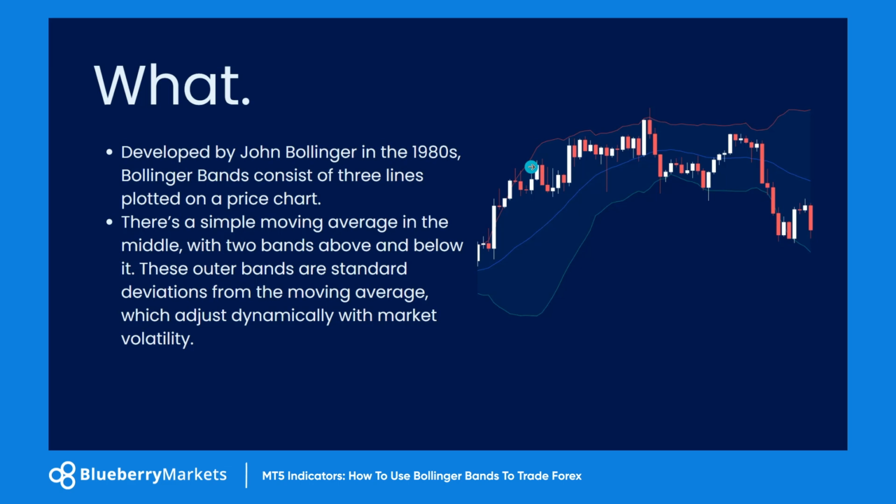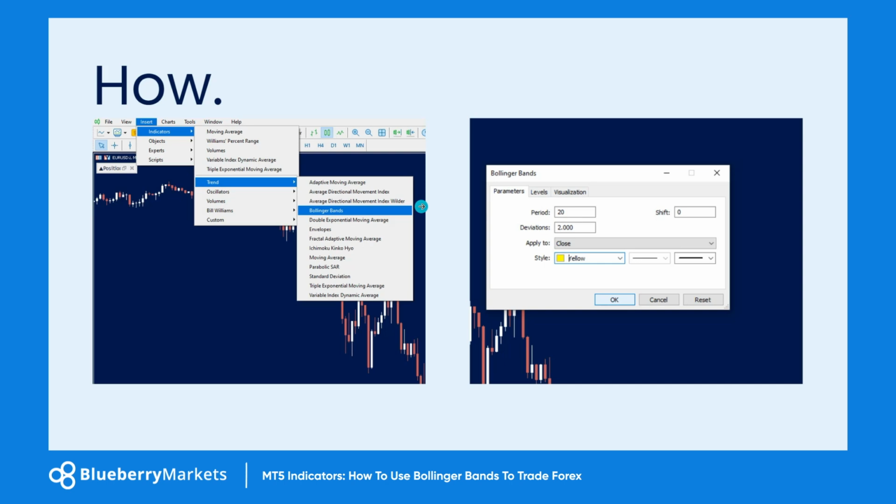Now let's see how you add the Bollinger Bands to your chart in MetaTrader 5, and here's a quick guide. So you want to go to your MT5 platform, go to Insert, then to Indicators, select Trend, and in the list here you'll see Bollinger Bands. Okay, and what you want to do is select the Bollinger Bands.